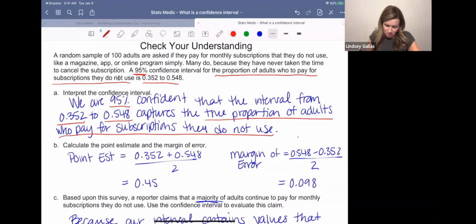All right, then in part B, we're asked to figure out what had been the point estimate and margin of error if this was our interval. So for the point estimate, I found the middle of that interval, which is 0.45. For the margin of error, I found the width, and then cut it in half, and I got 0.098.